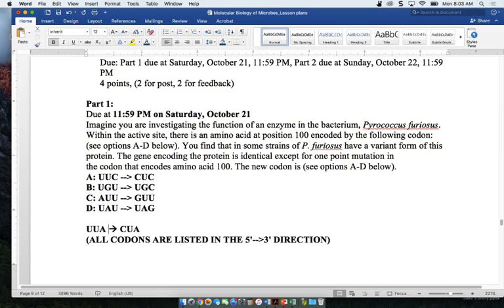Leucine. Okay. So, anybody know what kind of mutation this is? Given just that information there, what kind of mutation is this? And the options are missense, nonsense, and silent. Missense. Perfect.